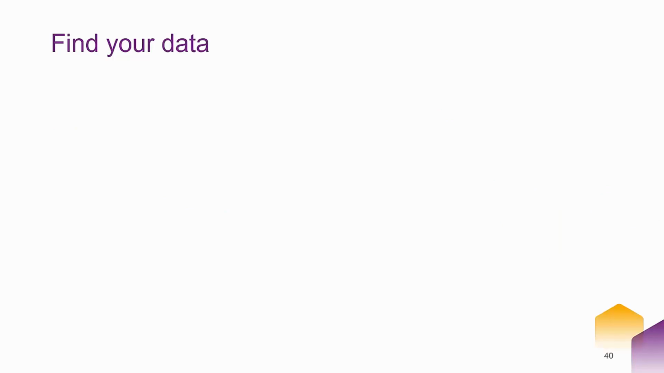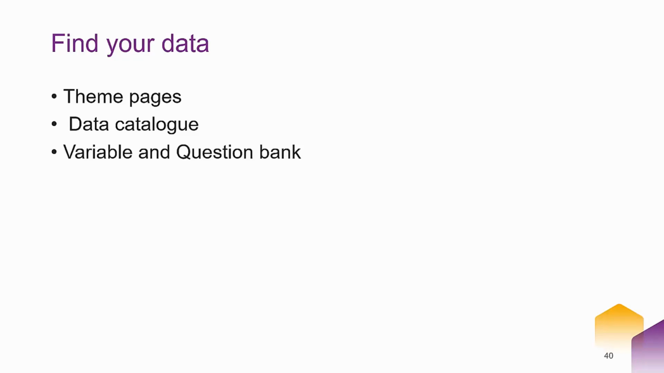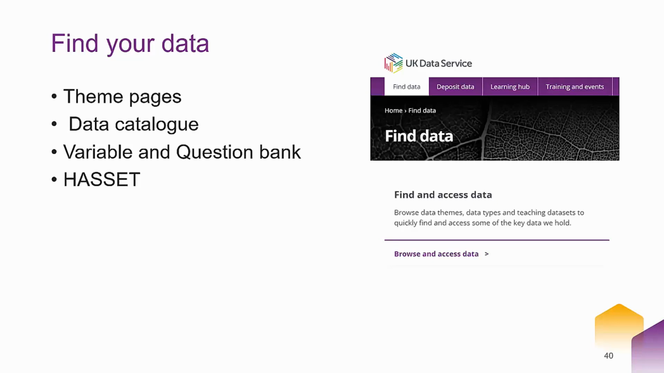If you're looking for data on a particular topic, there are a few places you can start. You can use the theme pages on the UK Data Service website to look for key data sets on a particular theme. You can type keywords into the data catalogue, or you might want to search the variable and question bank for variables on a particular topic. But please be aware that this hasn't been updated for a little bit, so it might not encapsulate all the current variables. You could also search HASSET, the Social Sciences Thesaurus, which lets you search data sets by key concepts. The links to all of these can be found in the Find Data section of the website, and we will have a little practice of this in the practical as well.